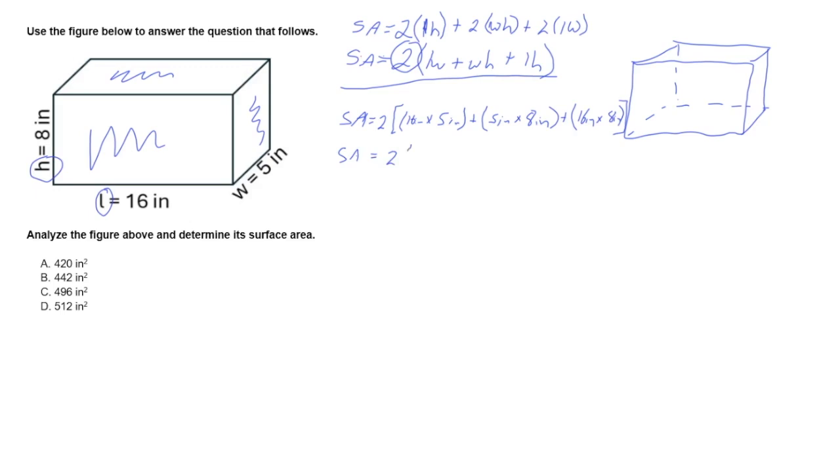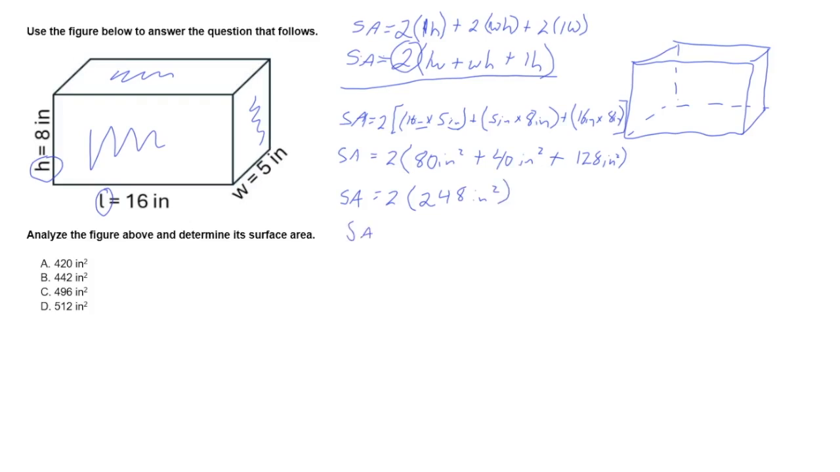Surface area equals 2 times, so 16 times 5 is 80 inches squared, because that's inches times inches, so we're now in inches squared, plus 5 times 8 is 40 inches squared, plus 16 times 8 is 128 inches squared. All right, so let's just keep going. If we do all of our addition steps, we'll get 2 times 248 inches squared.